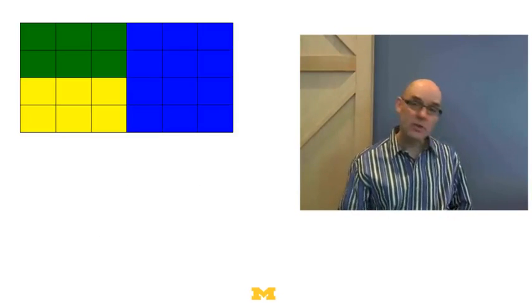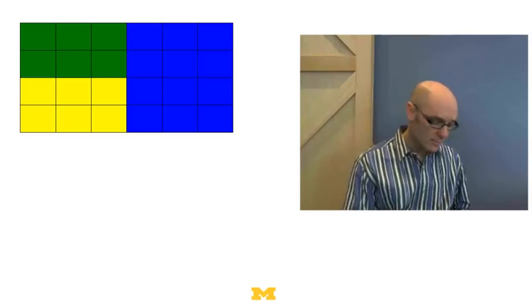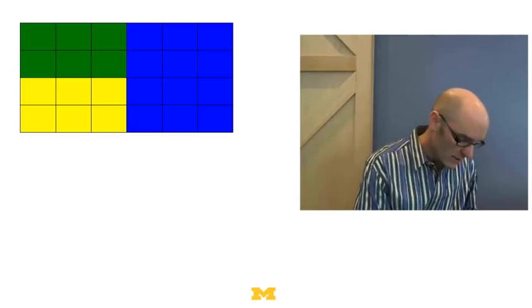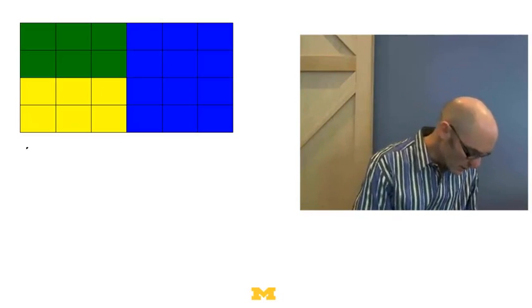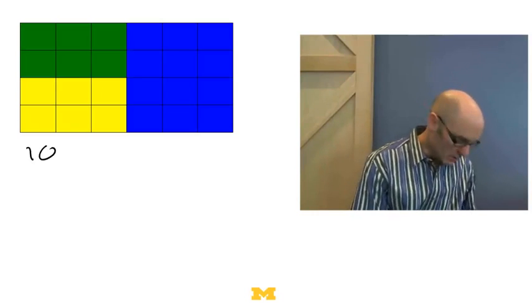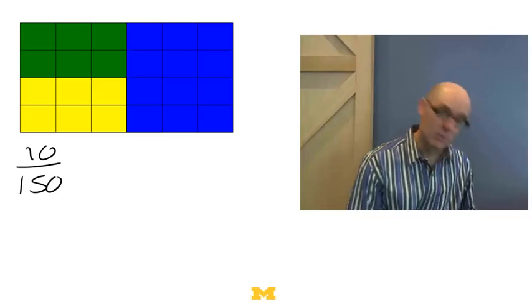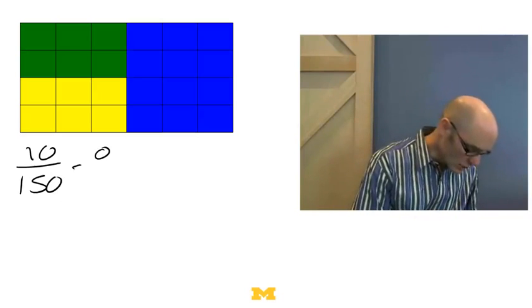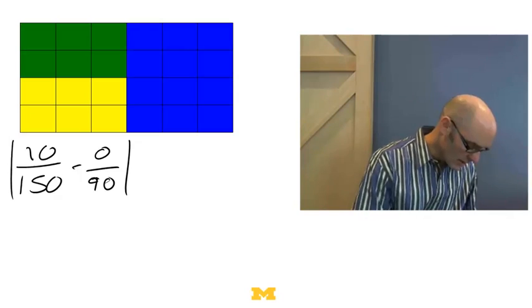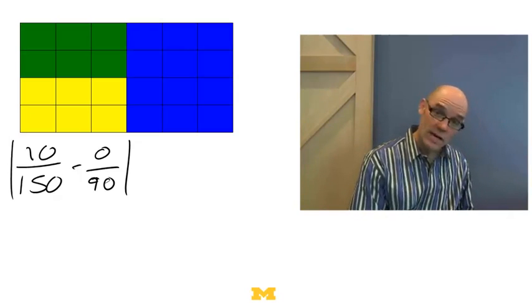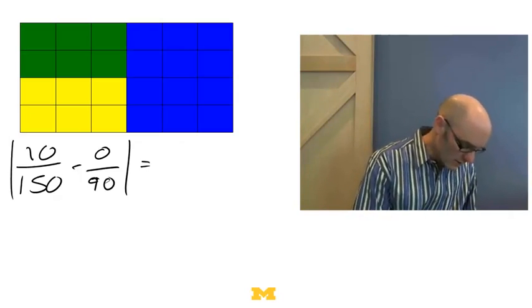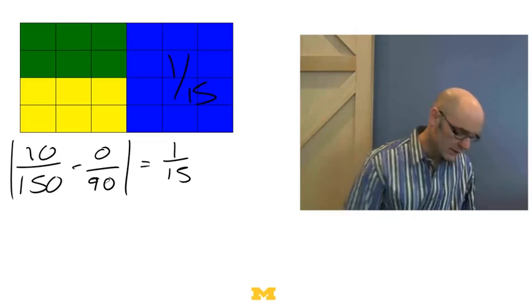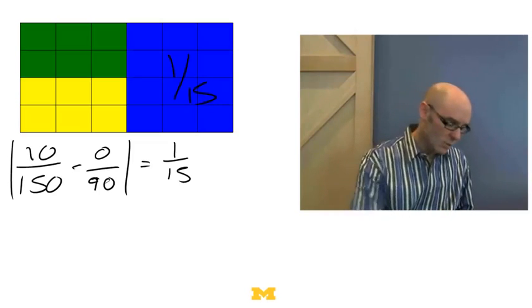So let's look at our particular example. This block right here is all blue, right? And there are 10 blue people in there. Now there are 150 blue people total. So 10 out of the 150 blue people lie in that block. There are no yellow people, no poor people in that block. So I've got 10 over 150 minus 0 over 90. So that equals 10 over 150. I can get rid of the zeros. It equals 1/15. So in every one of these blocks, my index is going to be 1/15.